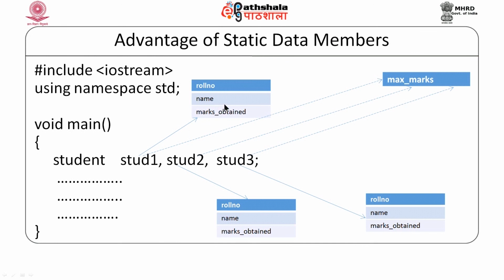So, it is not defined in the first object, the memory for max marks is not provided in the second object, and similarly it is not there in the third object. There is a separate copy created of max marks, and that would be used by all the 3 objects, or this will be accessible to all the 3 objects. Now, what is the advantage of having a single copy outside the object?